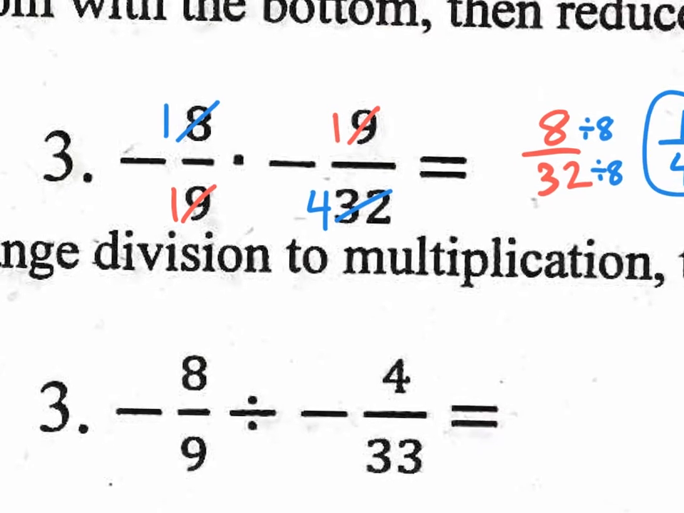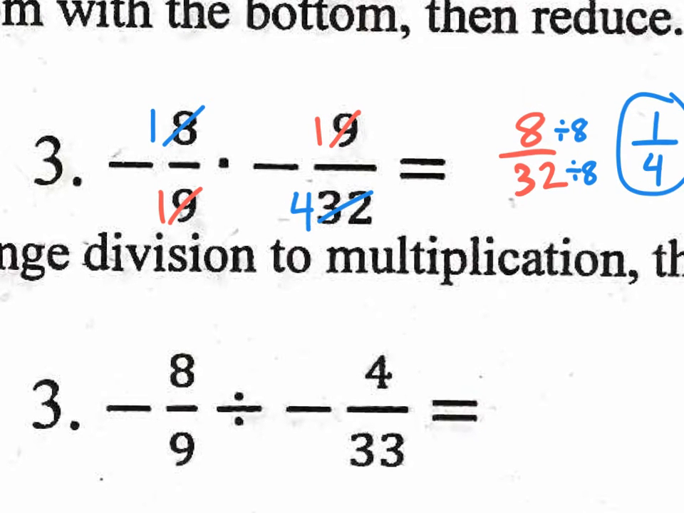You could cancel a little, you could cancel a lot, like right here. In this problem, we only canceled out the 9s, and then we reduced 8 over 32, which is pretty easy. We got to 1/4. Now, I could have said 8 times 9 and gotten a 72, right? And then I could have done 9 times 32 and gotten a 288.